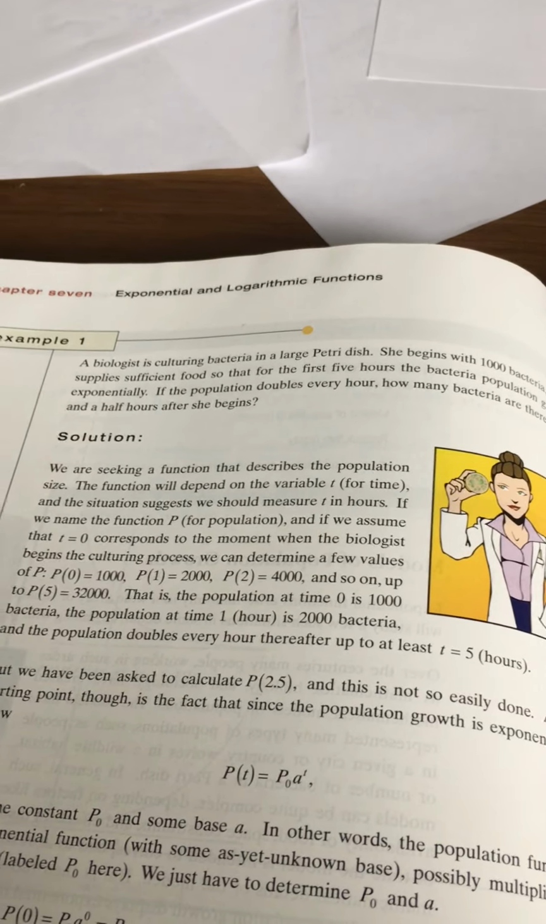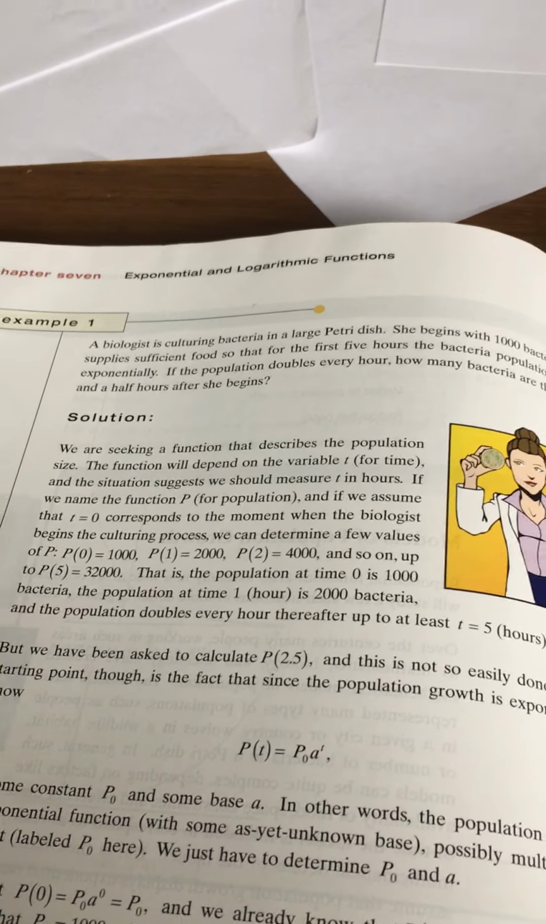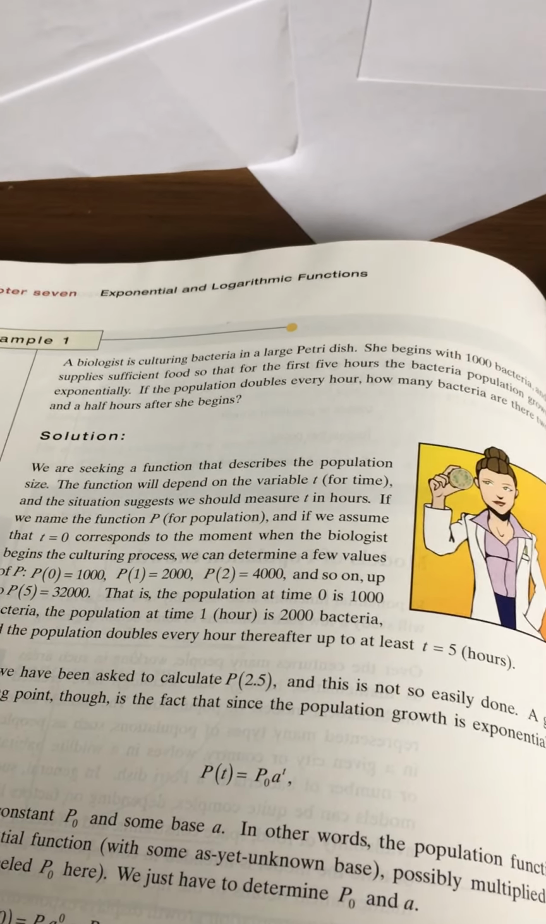All right, we're going to work a couple of quick examples of word problems in section 7.2. Because they're word problems, I didn't have the problems copied down on a piece of paper, so I'm just reading them out of the book here.